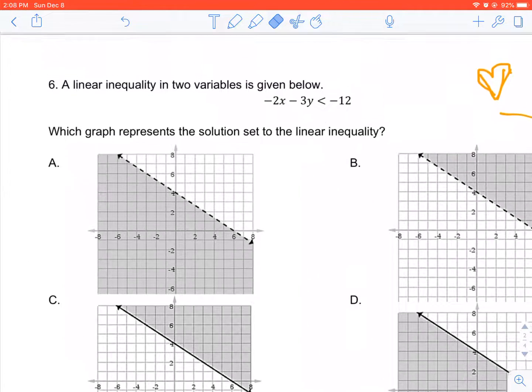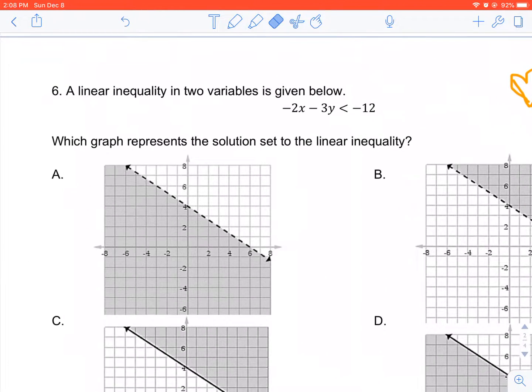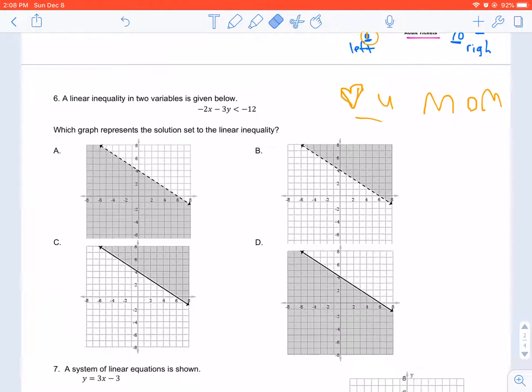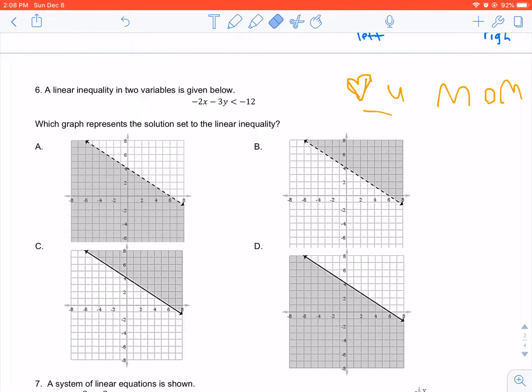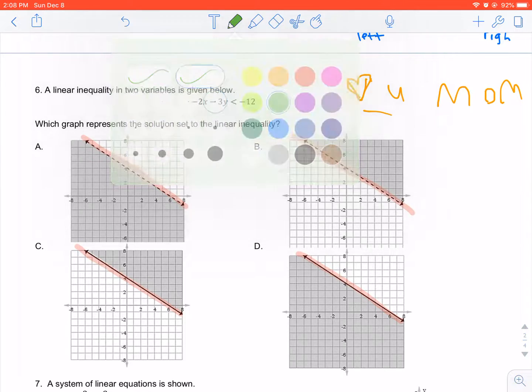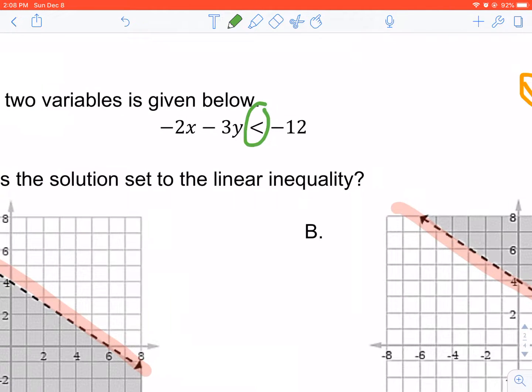Question number 6. A linear inequality in two variables is given below. Which graph represents the solution set to the linear inequality? If you'll notice, all of these lines are very similar, they're in the same spot, but some of them are dashed and some of them are solid. Based on this symbol right here, if you know whether it's dashed or solid, you'll be able to eliminate several of your choices. So this one is going to be dashed.